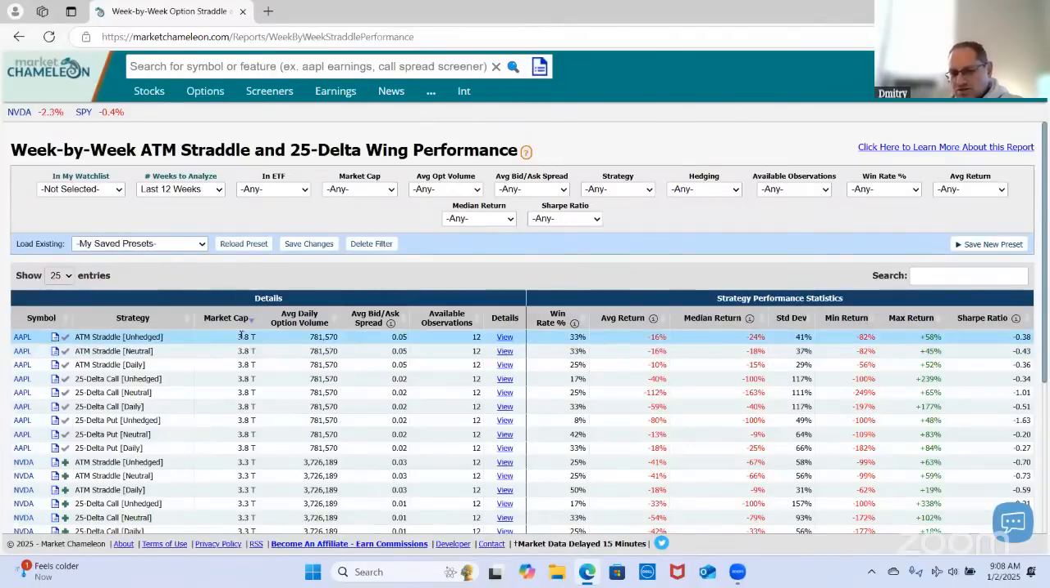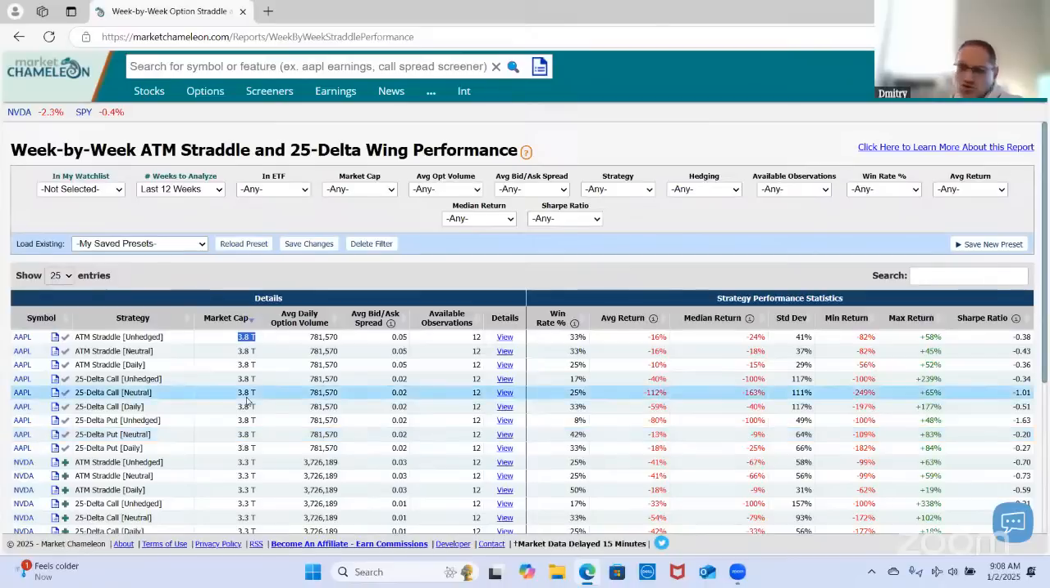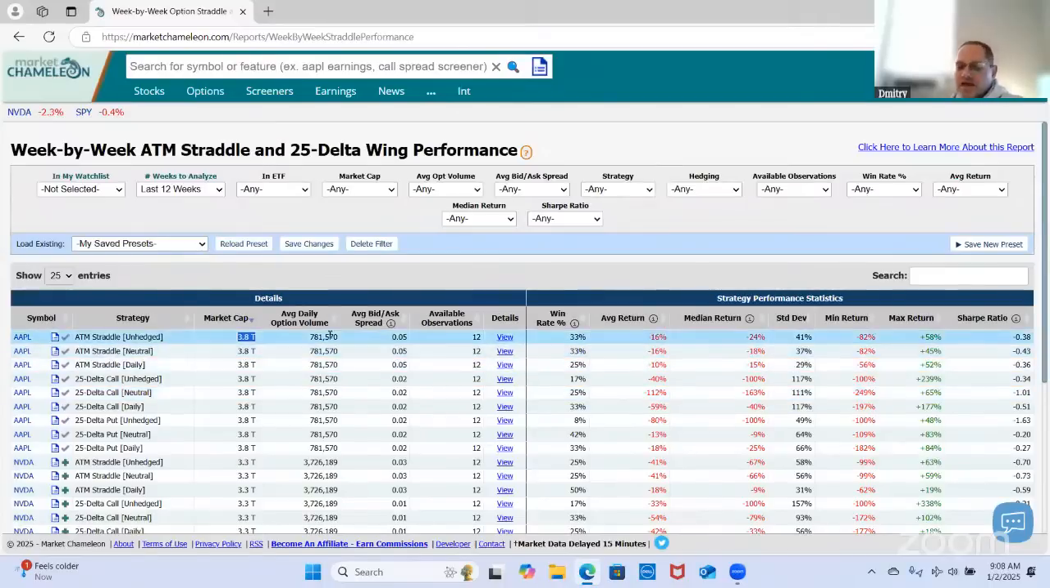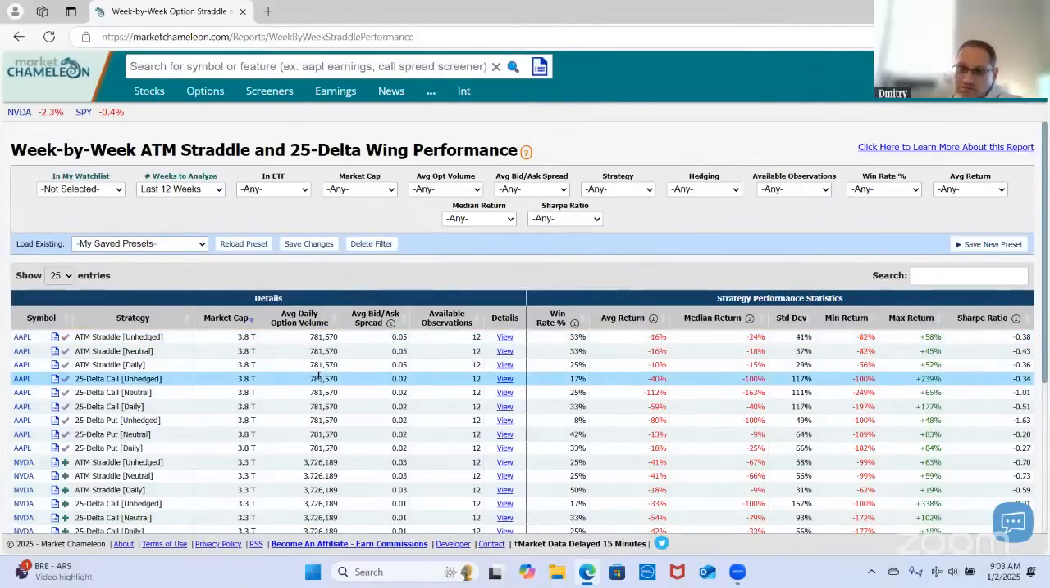Here, for reference, we see the market cap of the stock: Apple, 3.8 trillion. This allows you to either sort by highest to lowest or filter by market cap. So you have that data point there. Next to it, we have the average daily option volume in Apple at 781,570. This allows you to sort or filter by the average daily trading volume in that stock.